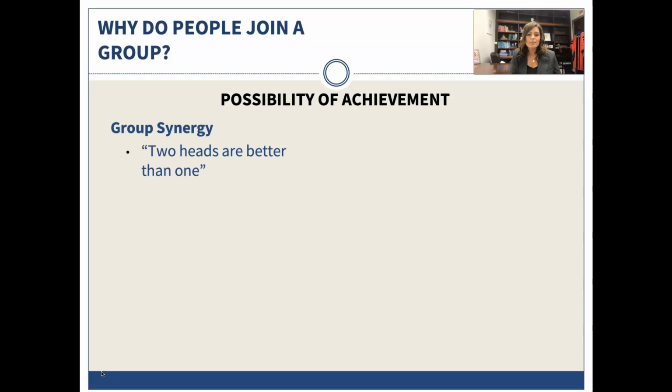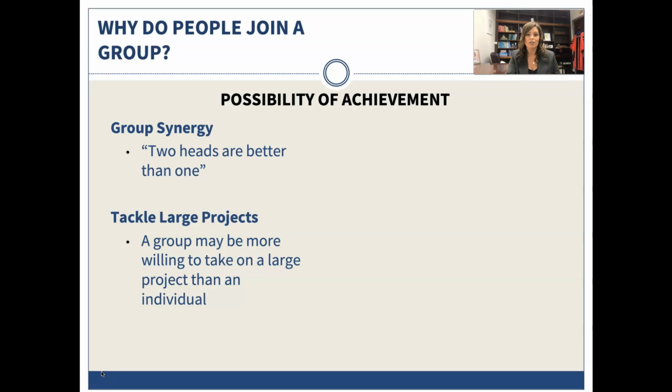With this increased ability to perform work as you're working together, the group can provide encouragement and support to its members, and also the ability to tackle large projects, because a group might be willing to take on more of a large project than an individual. The capacity of a group tends to be greater than the capacity of an individual.